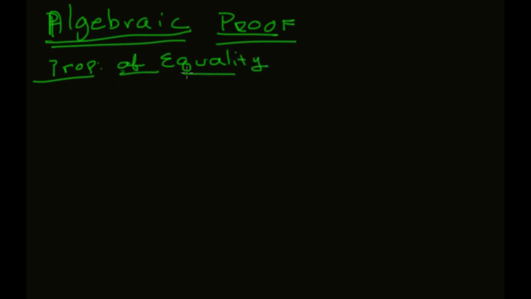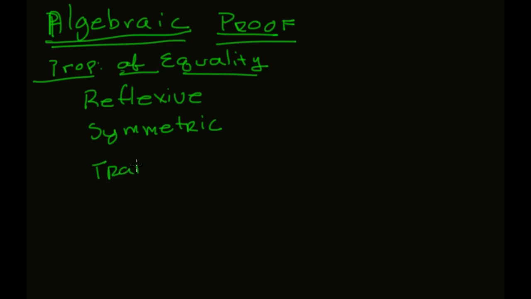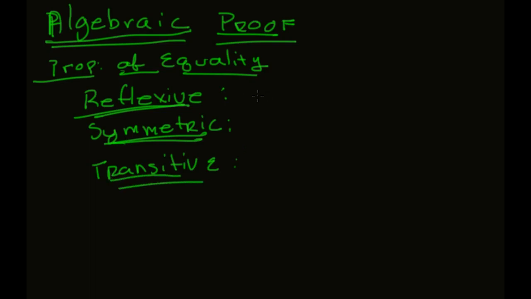Okay, and we get 3 of these. One is called a reflexive property. One is called a symmetric property. And one is called the transitive property. Okay, the reflexive property is pretty simple. So if you think reflection, reflexive, that kind of deal, the reflexive property just says that every number is equal to itself. Pretty simple, pretty straightforward.